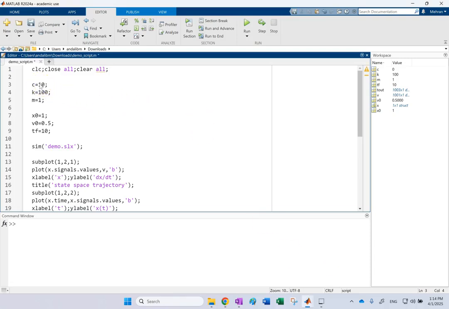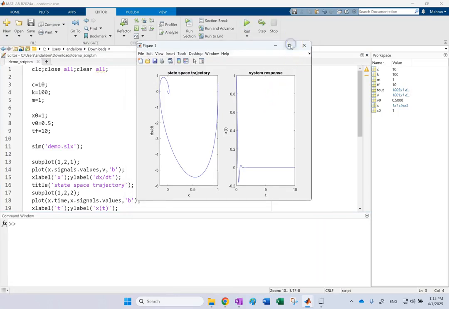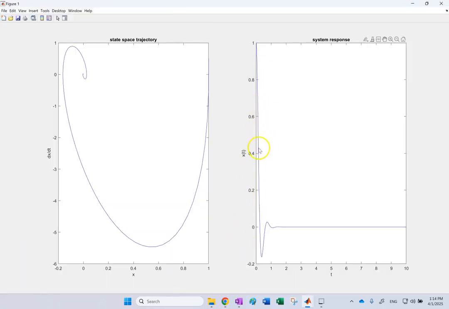So let's go with 10. That should put my zeta at 0.5, and I should get a nice underdamped response. So let's get the underdamped response. There we go. Clearly, you can see that the system starts from here, and then there is a little bit of oscillation, a couple of cycles, and then it very fast goes to 0. And you see here, you're starting from there, and then you have this spiral, and ultimately you settle down at 0, 0.